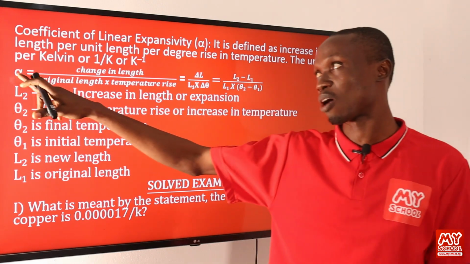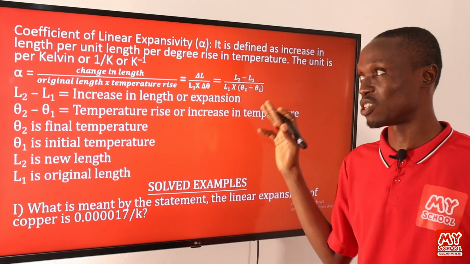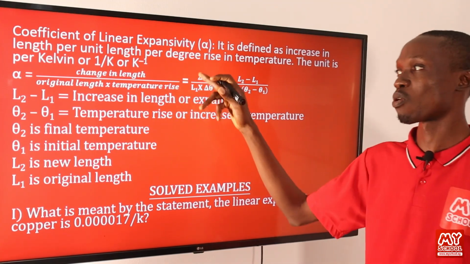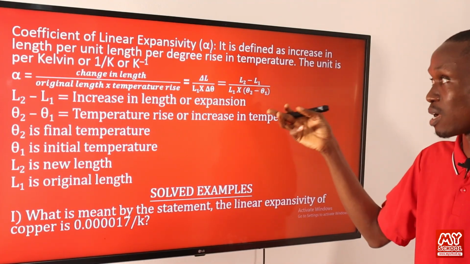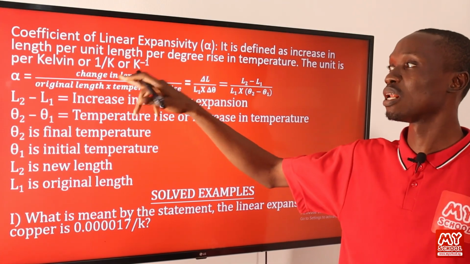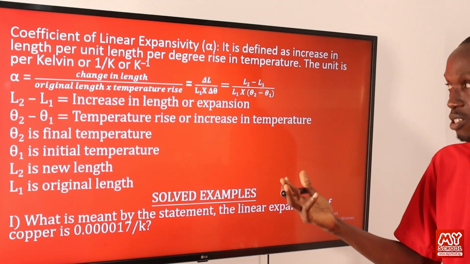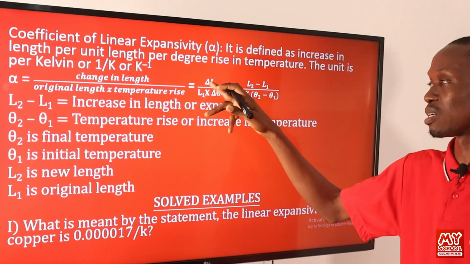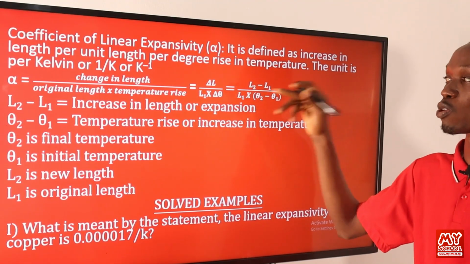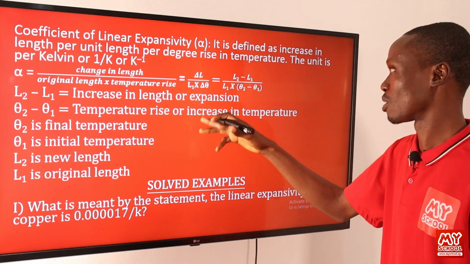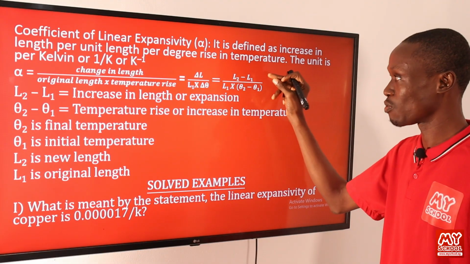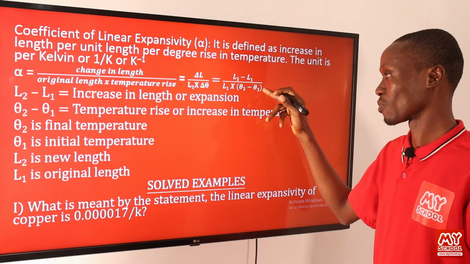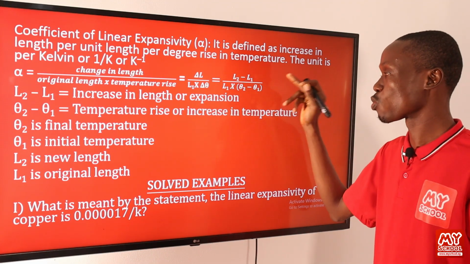Mathematically, alpha, the coefficient of linear expansivity, is equal to change in length divided by original length times temperature rise. This change in length can also be called increase in length or expansion. This is given as delta L over L1, which stands for the original length, times delta theta, which is equal to L2 minus L1 over theta 2 minus theta 1.